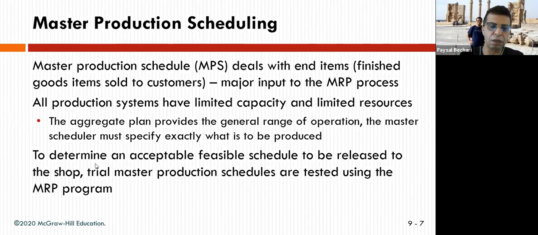So basically, to determine an acceptable, feasible schedule to be released to the shop, the trial master production schedule is tested with MRP programs. You test them first, and then you run them.